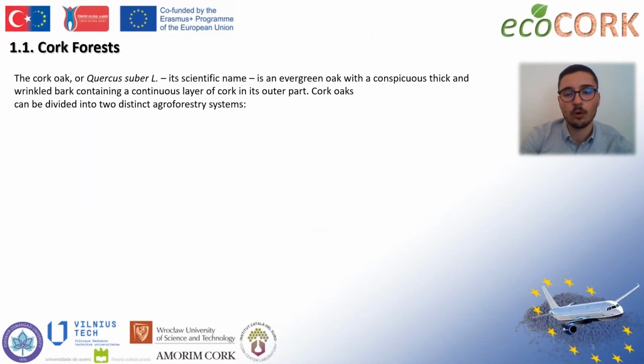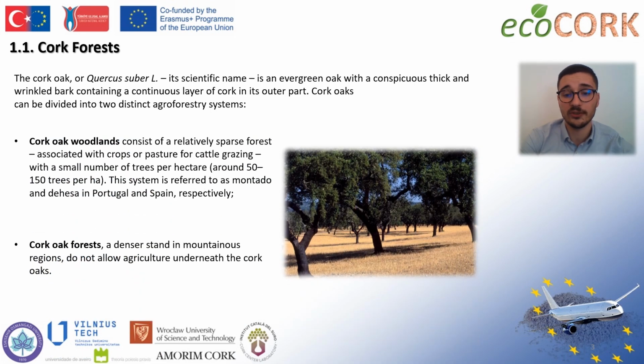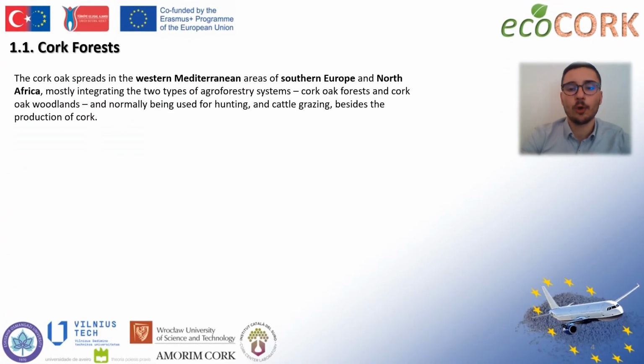The cork oak, or Quercus suber, its scientific name, is an evergreen oak with a thick, wrinkled bark and a persistent cork covering. Two cork oak agroforestry systems exist: cork oak woodlands, which consist of a relatively sparse forest, and cork oak forests, a denser stand in a mountainous region. The cork oak grows in southern Europe, North Africa, and the western Mediterranean.